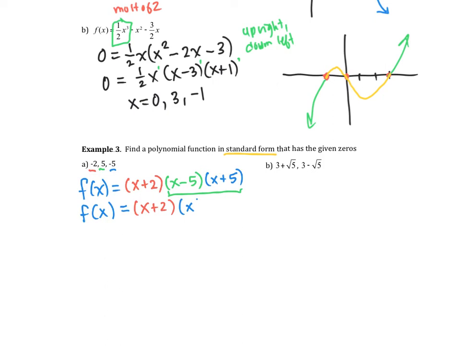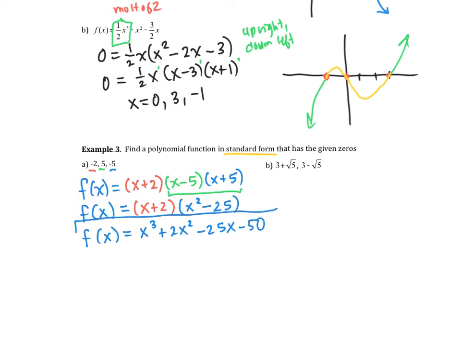So that's going to be x squared plus 5x minus 5x cancel minus 25. Okay, and then I can distribute these two binomials out. What is that? X to the third plus 2x squared minus 25x minus 50. Okay, and you could have multiplied it in a different order. If we have the same factors, we should end in the same one. And this is what we're going for if they say general or standard form. They want it multiplied out.